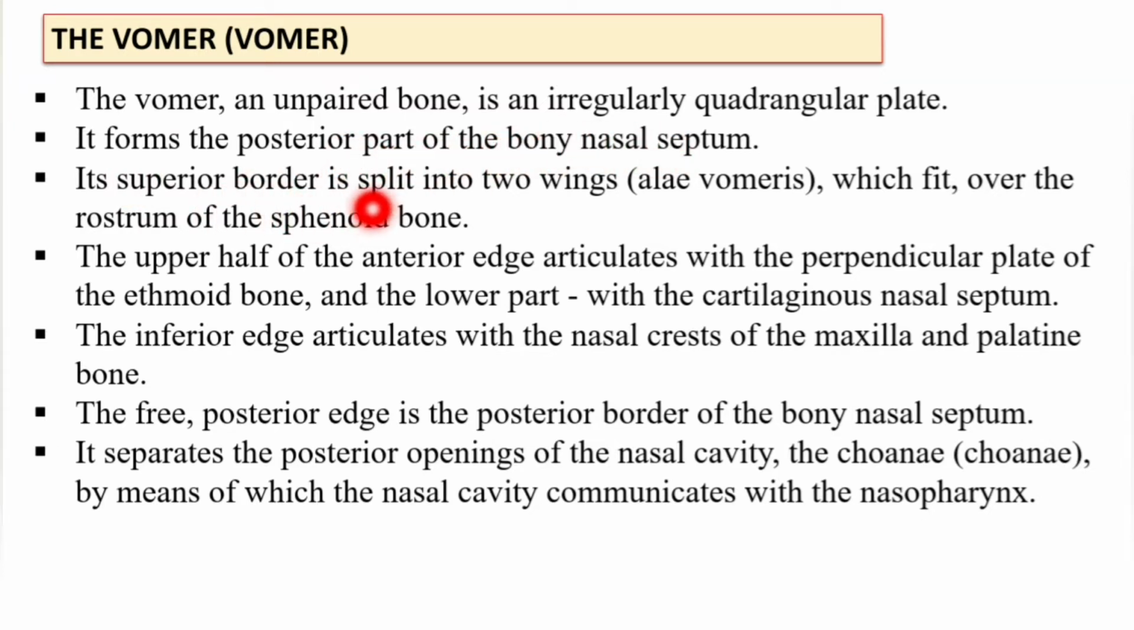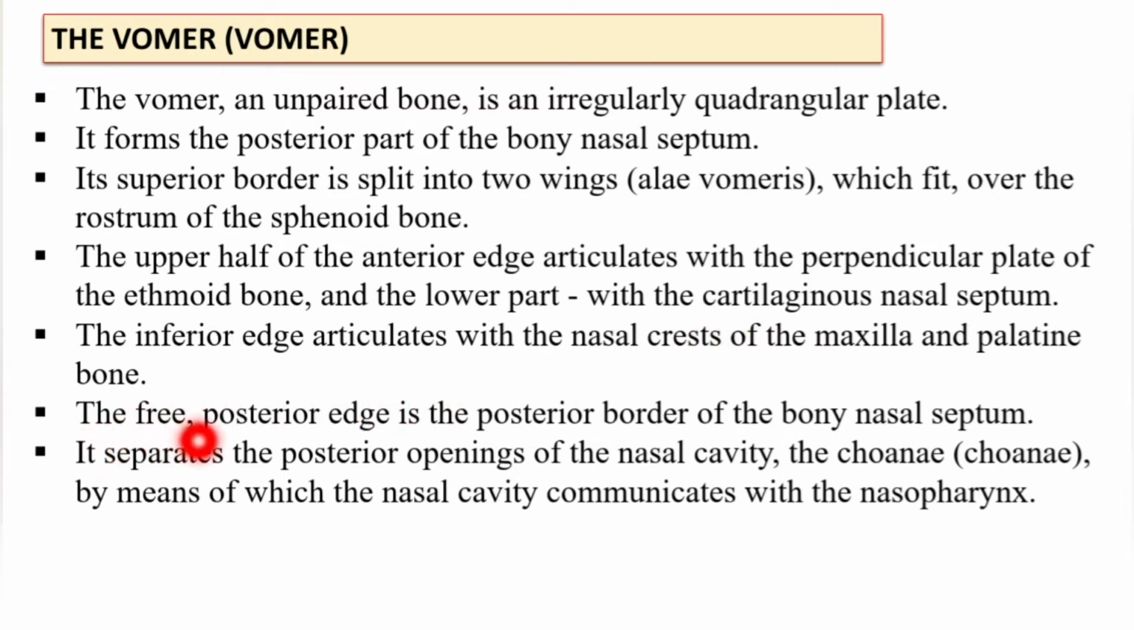Its superior border is split into two wings, alae vomeris, which fit over the rostrum of the sphenoid bone, right? If you remember the rostrum of the sphenoid bone, in between the wings there is a space for fitting the rostrum. The upper half of the anterior edge articulates with the perpendicular plate of the ethmoid bone, and the lower part articulates with the cartilaginous part of the nasal septum. The inferior edge articulates with the nasal crest of the maxilla and palatine bone.